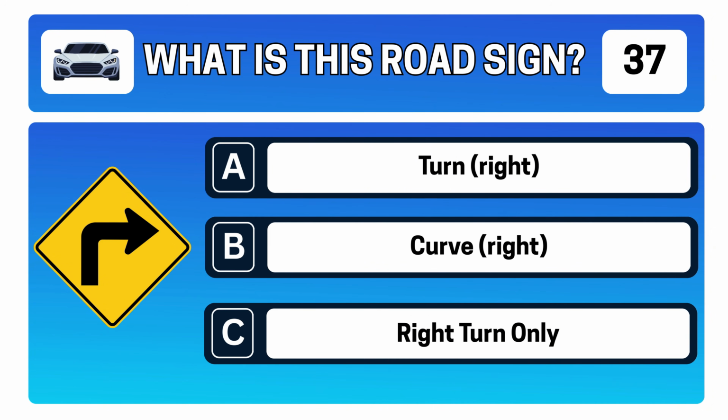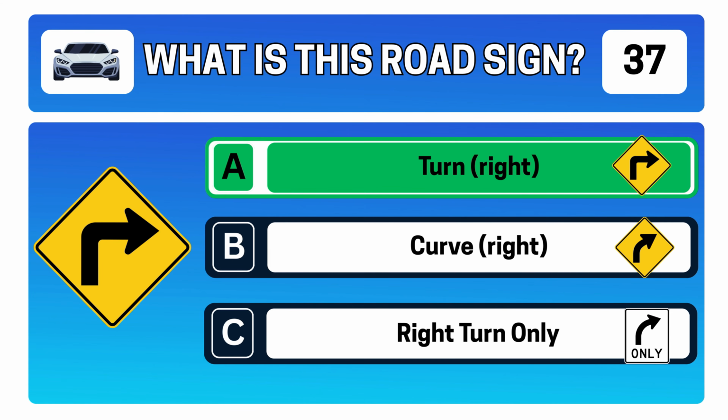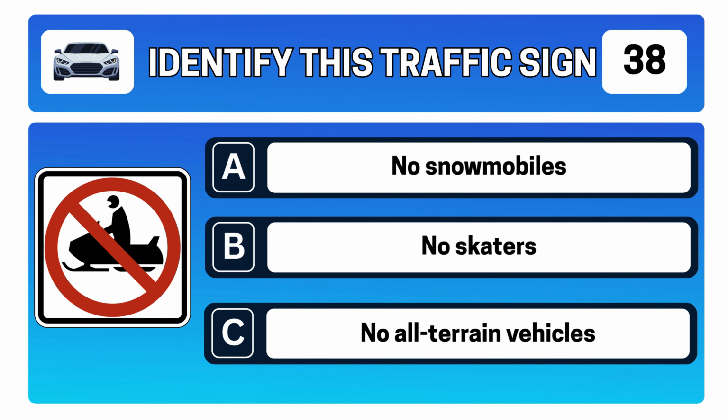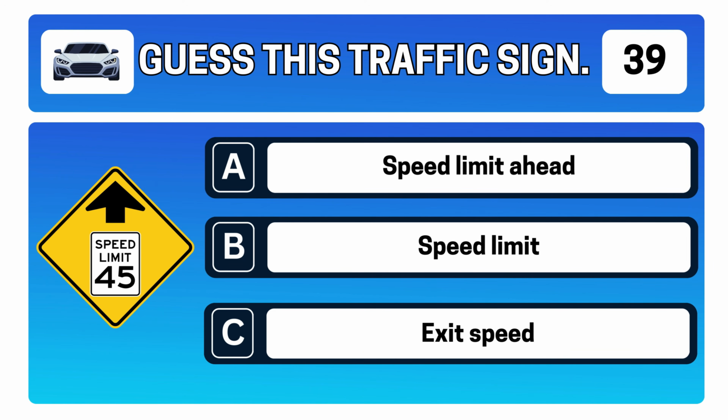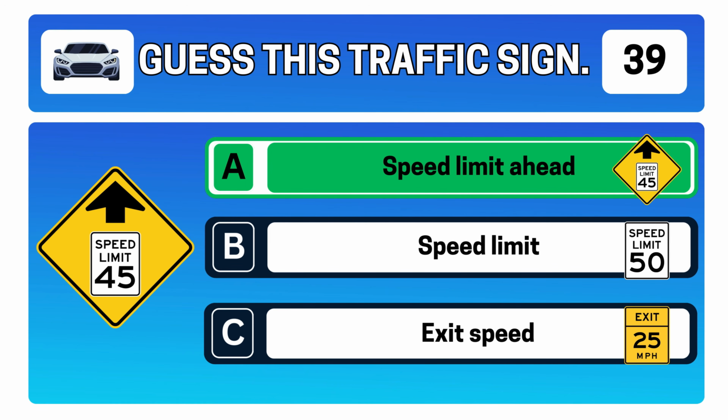What is this road sign? Good observation. This is the turn right sign. Identify this traffic sign. Nicely done. This is the no snowmobiles sign. Guess this traffic sign. Well spotted. This is the speed limit ahead sign.